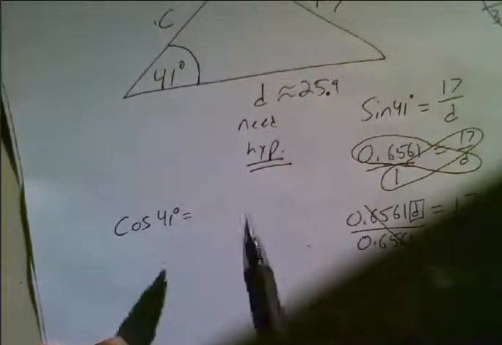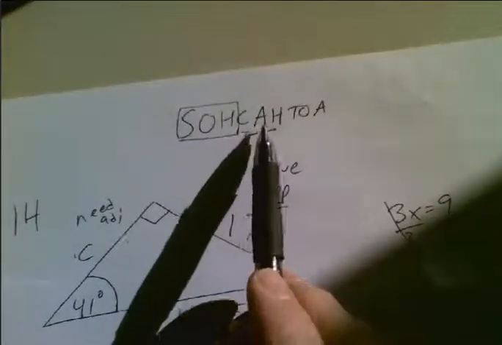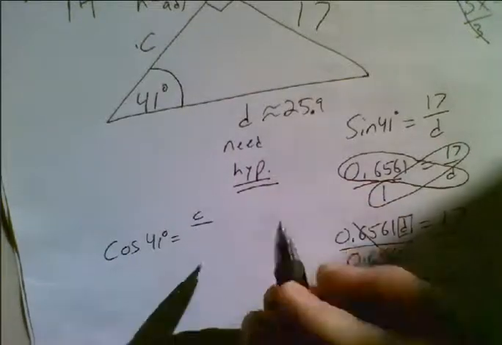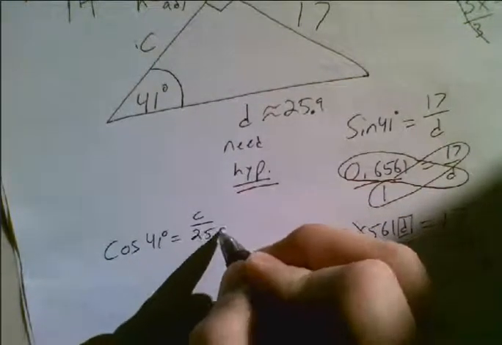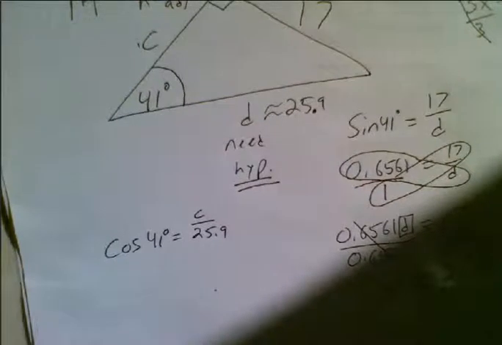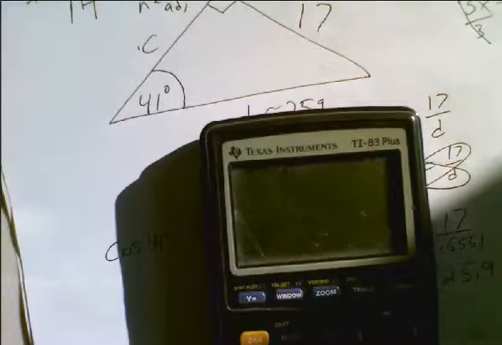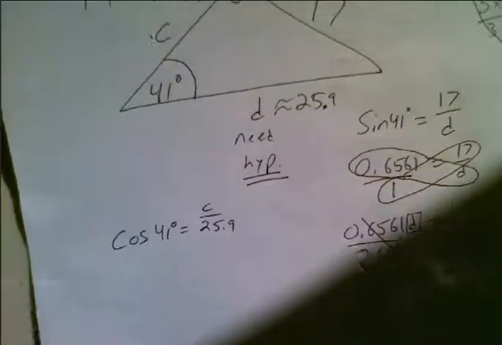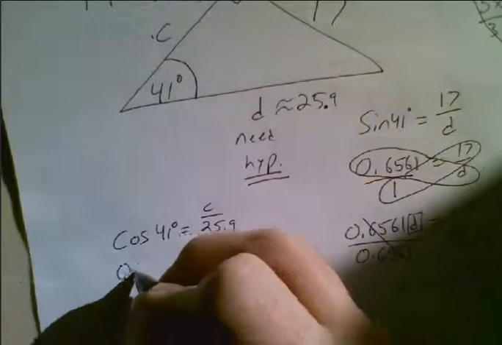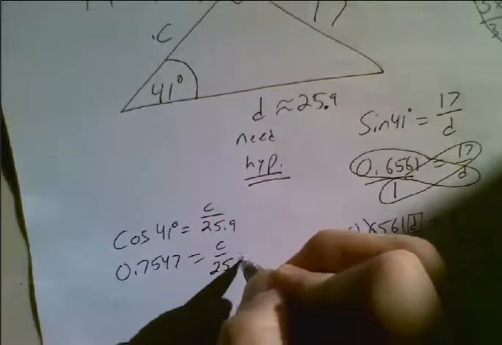Let's just get back to solving using cosine. So cosine 41, cosine, of course, is adjacent over hypotenuse. So adjacent is what we need. Hypotenuse is actually what we now have, assuming we didn't make a mistake there, 25.9, and now we can solve. So cosine 41 is, it's probably hard to see with the glare, so I'll just write it down. 0.7547 equals C over 25.9.